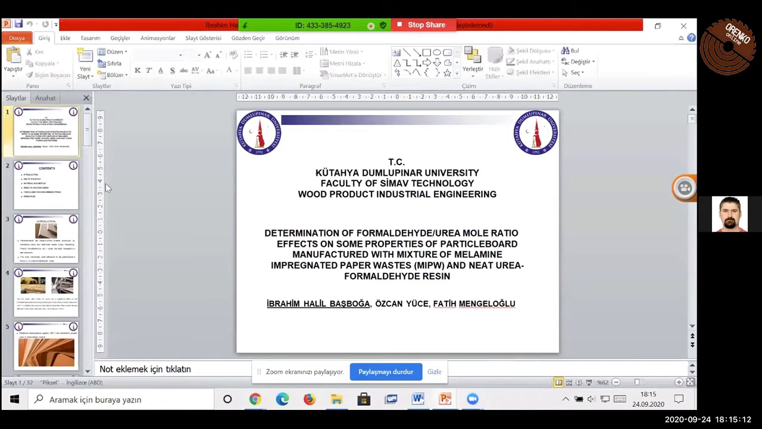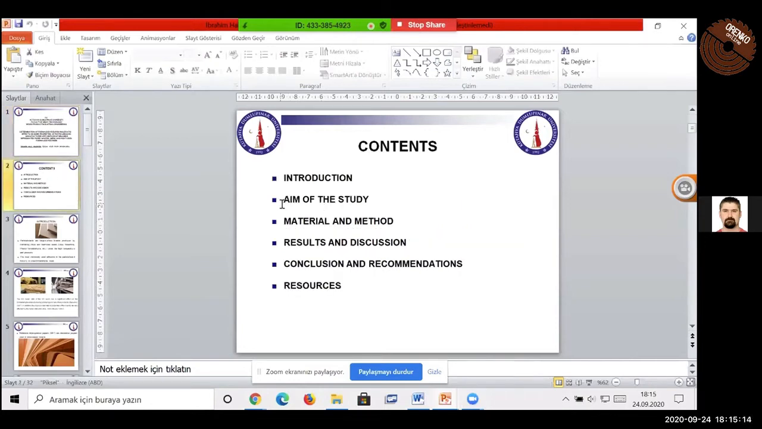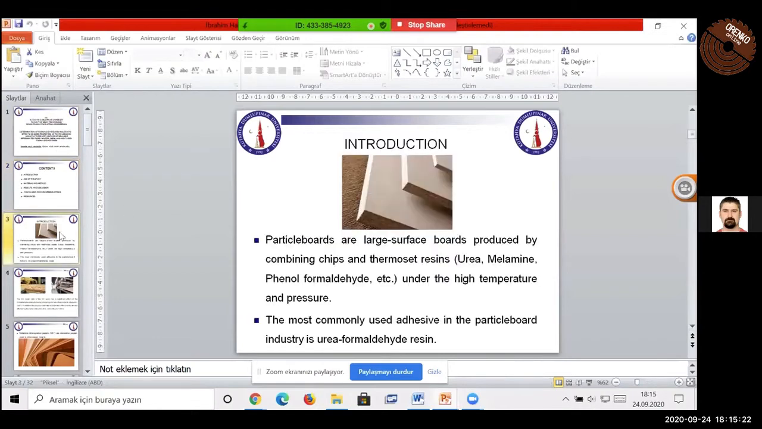And we can continue my presentation. This is the contents, but I think I will be quick about the introduction. Particle boards are large surface boards produced by combining chips and thermoset resins under high temperature and pressure. And the most commonly used adhesive in the particle board industry is the urea formaldehyde resin.